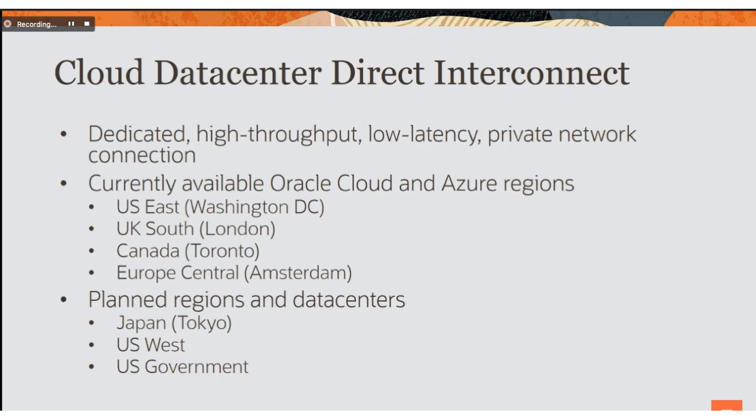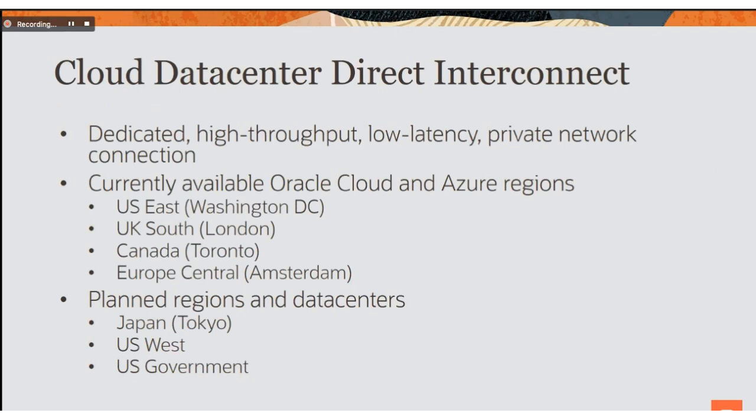So again, this is the high throughput, low latency private network that we have between Azure data centers and Oracle data centers. And right now what we have available between the Oracle Cloud and Azure regions are the US East, which is the Washington DC area, United Kingdom South, which is the London area, Canada in the Toronto area, and Central Europe in the Amsterdam area. So those four regions are now online.